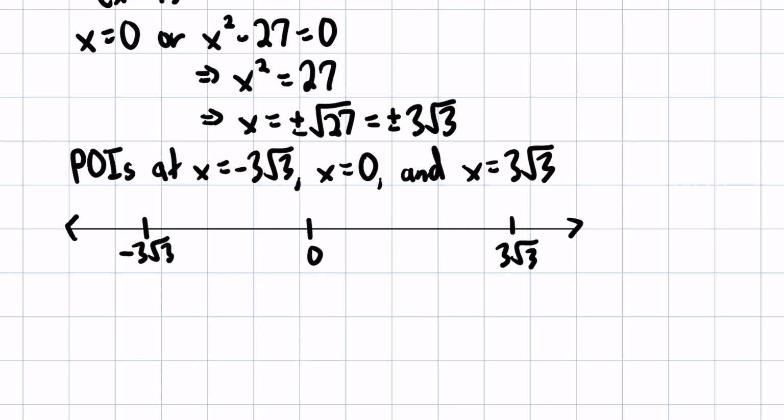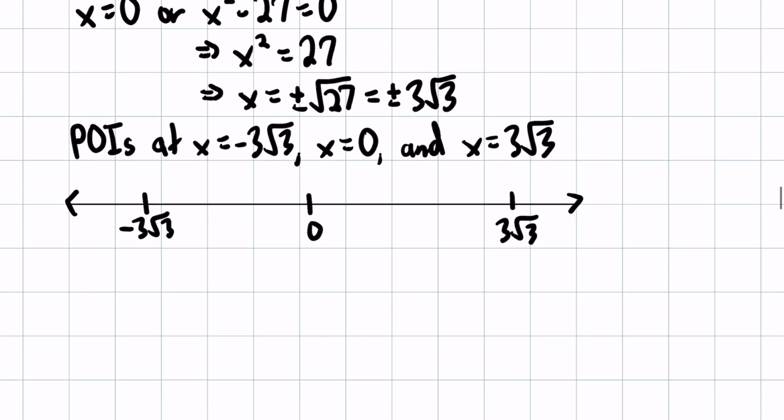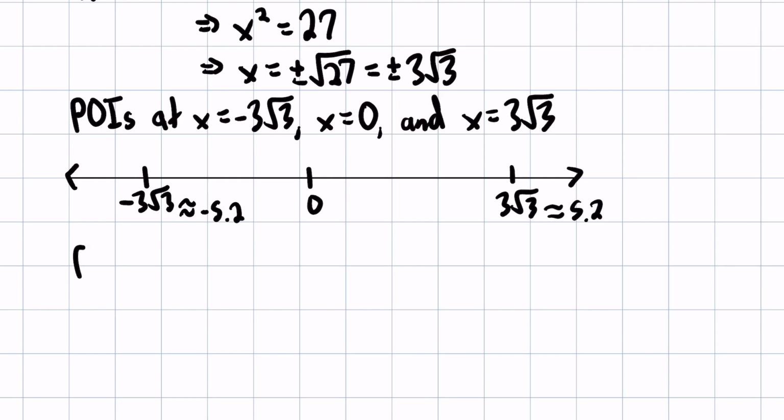Now, in order to plug in numbers into f double prime that are in each of these intervals, we need to know what's going to be greater than or less than 3 root 3 and negative 3 root 3. 3 root 3 is approximately 5.2. So this is around negative 5.2, and this is around 5.2. So like if we want to plug in a number in this interval, we can do negative 6, and that's what I'm going to choose.